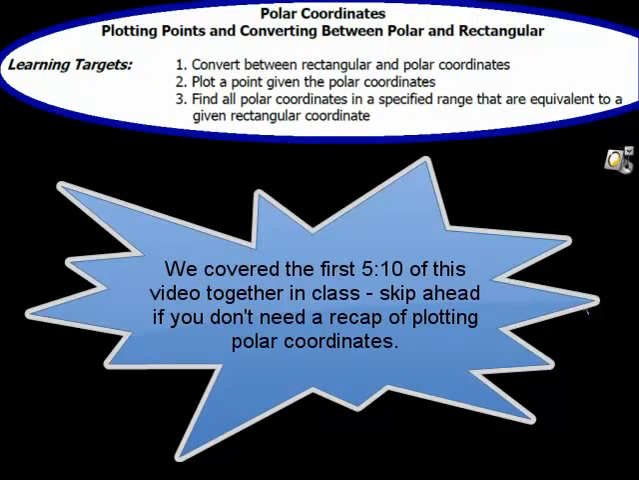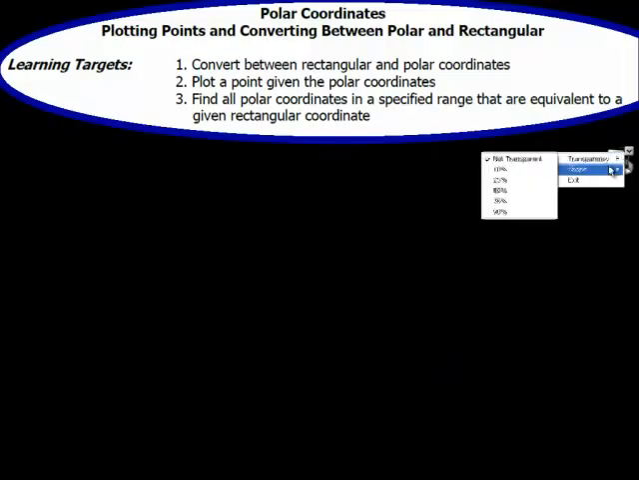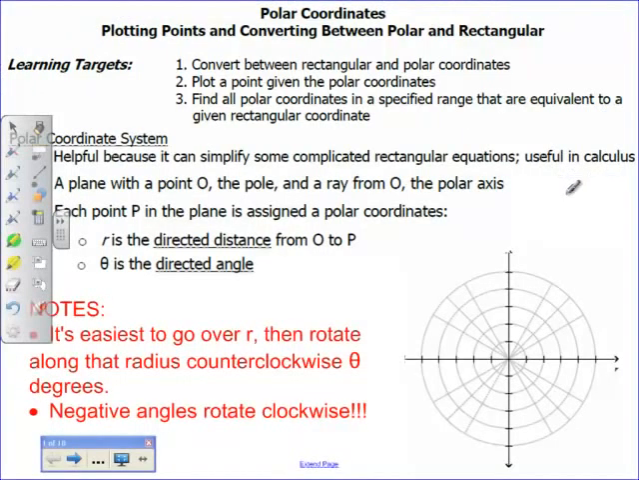Welcome to Unit 10, all about polar graphs and complex equations. Day 1 of our notes is going to be on polar coordinates, plotting points, and converting in between rectangular and polar coordinates. These are learning targets 1, 2, and 3: converting between rectangular and polar coordinates, plotting a point given the polar coordinates, and finding all polar coordinates in a specified range that are equivalent to a given rectangular coordinate.